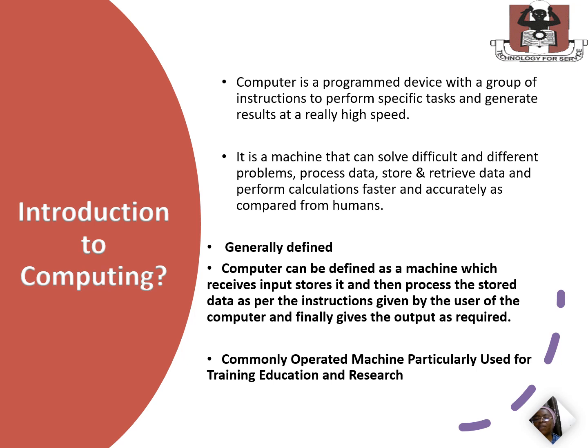You know, the acronym computer can be said to be C for commonly, O for operated, M for machine, P for particularly, U for used, T for training, E for education, and R for research. So computer in acronym can generally be said to be a commonly operated machine particularly used for training, education, and research.